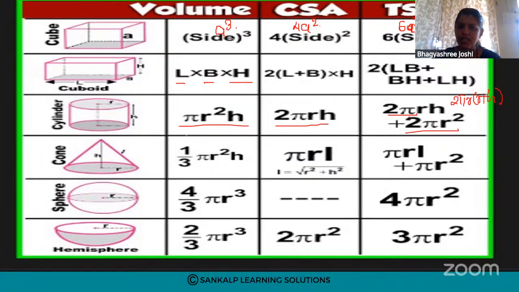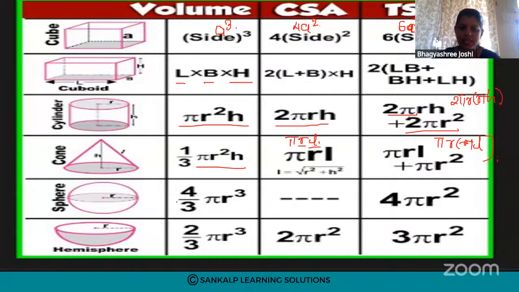Next is cone. The volume of the cone is 1 by 3 pi r square h, and the curved surface area is pi r l. R is the radius here and l is the slant height, right? So l can be determined by using the formula square root of r square plus h square. When you know the values of r and h, at that time you can find l, the slant height, as square root of r square plus h square. And the total surface area is pi r l plus pi r square. If you take pi r common, what you will get in the bracket is r plus l.